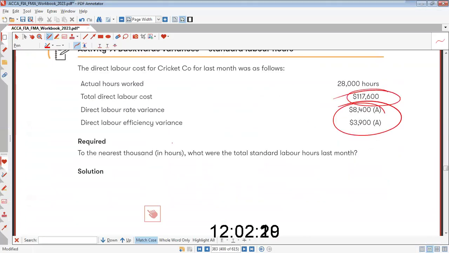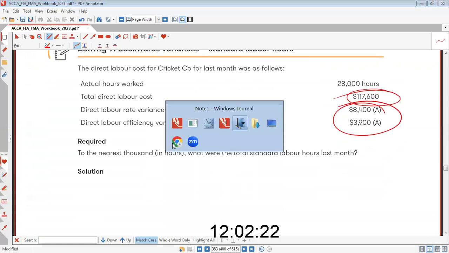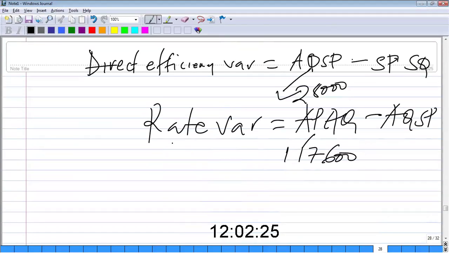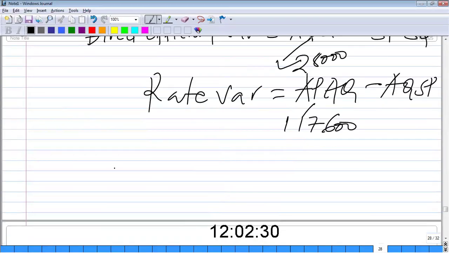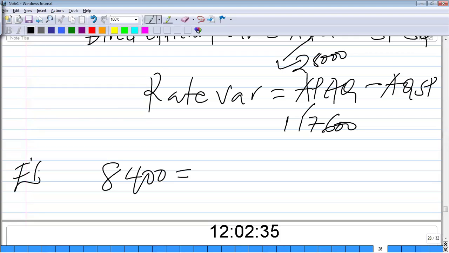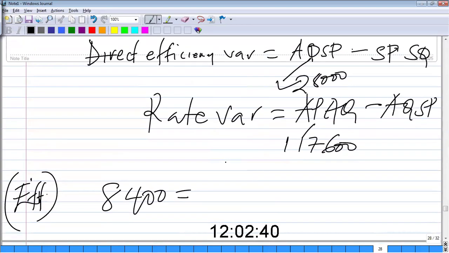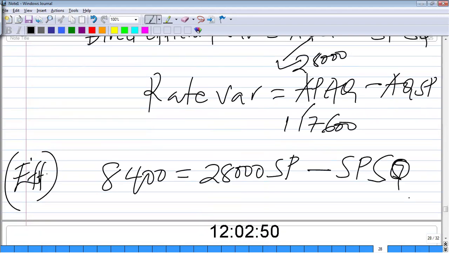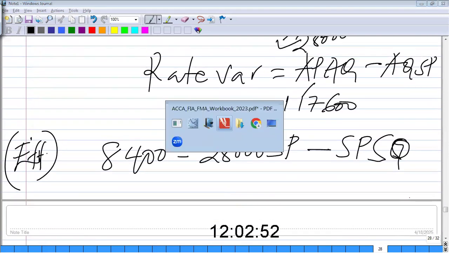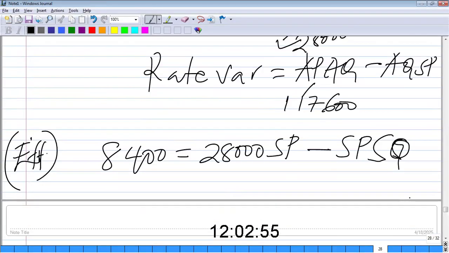So how do we go about this one? This is 8,400, so you're saying 8,000. For efficiency, it is equal to 28,000 SP minus SP, SQ. We don't have that. Then for the rate, we have 3,900.